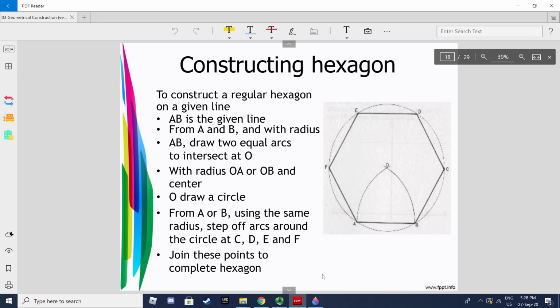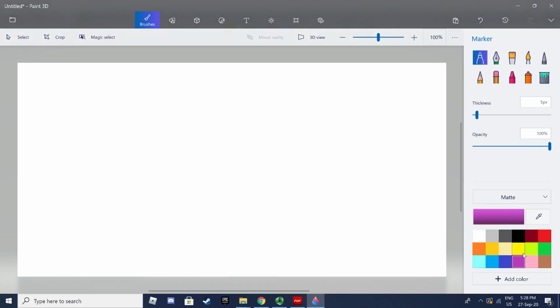Alright. So how are we going to do this? Let's say you have this line, it's given to you, AB. You can choose whatever length you want, maybe 3.5 cm. You have the line AB of 3.5 cm, and then you want to draw the hexagon on it, a hexagon with sides of 3.5 cm. So what you need to do is, from point A and point B, you open your compass to 3.5 cm so that you can have this cross section.